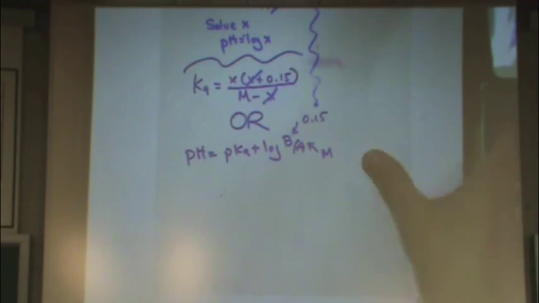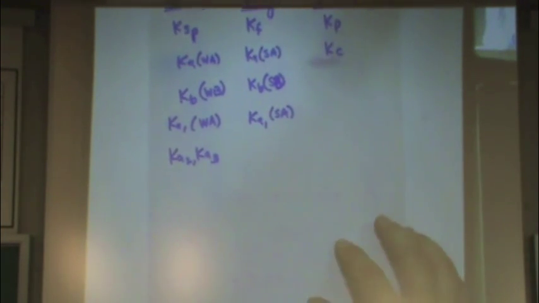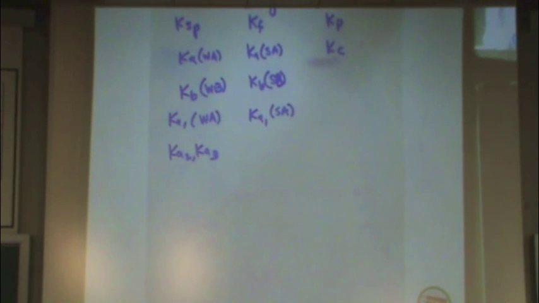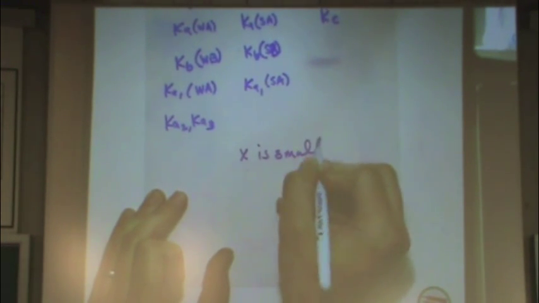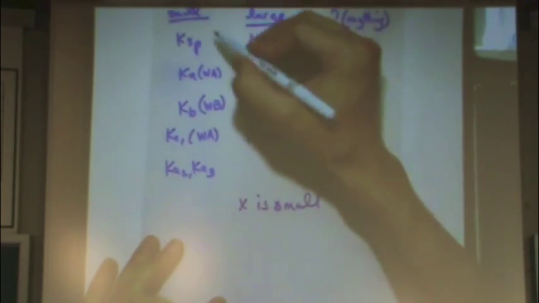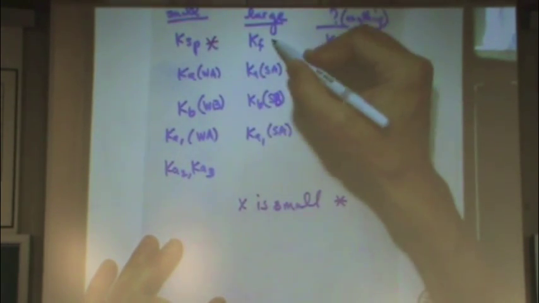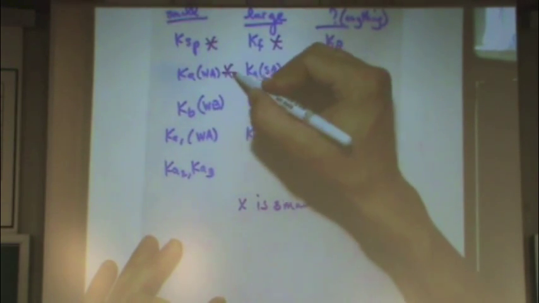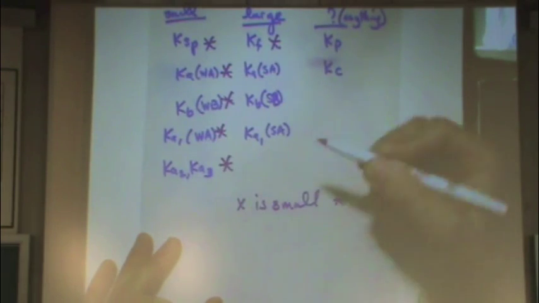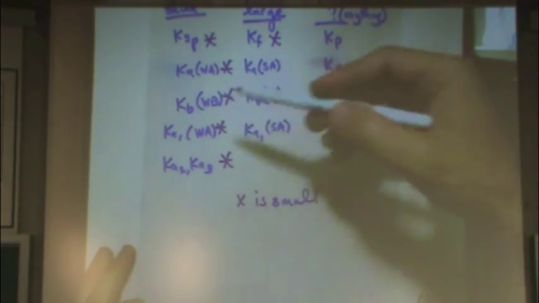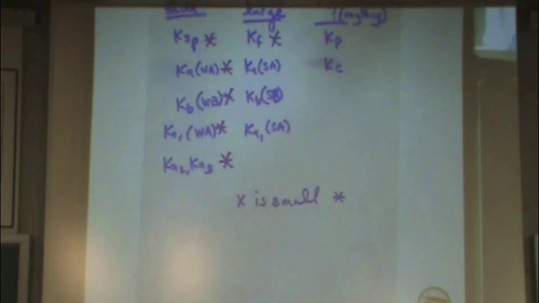Okay, let me go back to this for a second here. When is x small? Okay. I'll do this in purple. X is small, and I'll put an asterisk. X would be small here, typically here, here, here, here, here. So those 6 scenarios, you would have a small x. Is that okay?